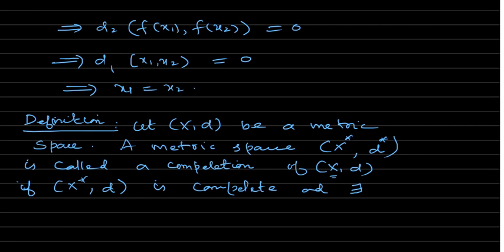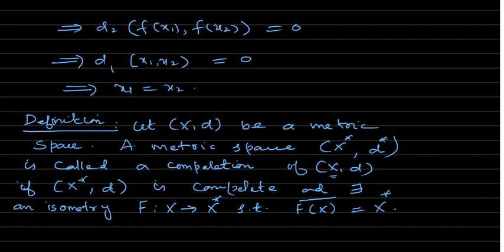there exists an isometry capital F from X to X star such that the image of the space X under this F, the closure of this space, is equal to X star. This is the formal definition of completion of a metric space.